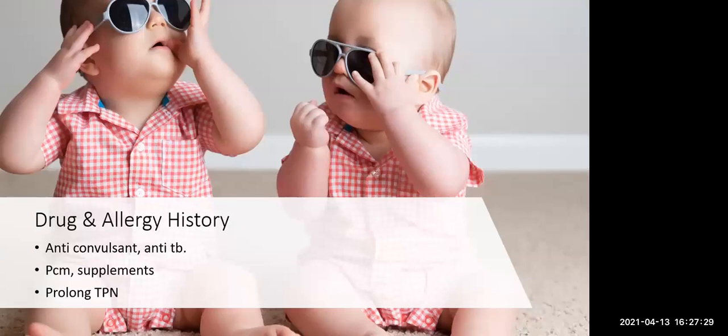For the drug and allergy history, you need to ask about any drug that can cause jaundice, for example anti-TB drugs, anticonvulsant drugs, paracetamol toxicity, any supplements, and also prolonged TPN of more than 2 or 3 weeks.